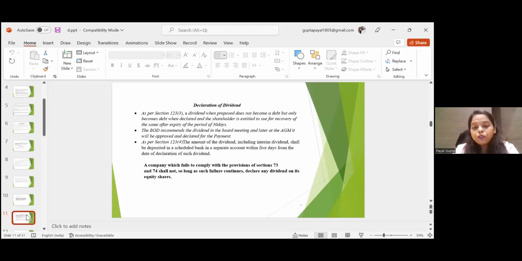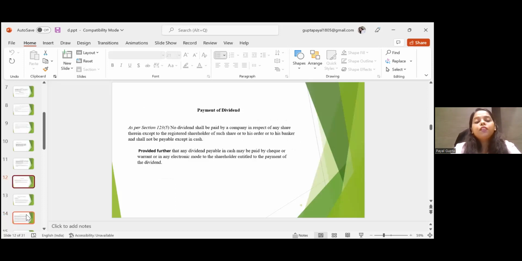After declaration of dividend, we have to do one thing, that is एक शेड्यूल बैंक के साथ अपने एक सेपरेट अकाउंट खोलेंगे और उसके अंदर 5 दिन के अंदर वी हैव टू जितना भी अमाउंट अपने डिक्लेयर किए हैं उसको हमें जमा करना होगा। एक फर्दर चीज है कि कंपनी कब डिविडेंड डिक्लेयर नहीं कर सकती। अगर कंपनी ने किसी भी डिपॉजिट लिया है या फिर उसका इंटरेस्ट लिया है, उसके ऊपर जो इंटरेस्ट एक्रूड हुआ है उसे देने में फेल हो रही है, वो तब तक डिविडेंड नहीं दे सकती जब तक कंपनी उसकी डिपॉजिट को रिपे नहीं कर देती या उसके ऊपर जो इंटरेस्ट एक्रूड हुआ है उसे रिपे नहीं कर देती। That is, a company which failed to comply with the provision of section 73 and 74 of Companies Act 2013 shall not, so long as it fails to comply, declare any dividend on its equity share.